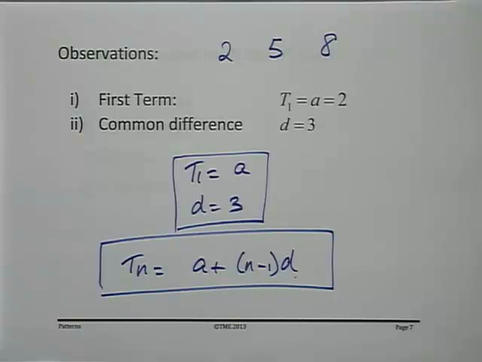So all we're saying is just plug in the numbers for A and for D there and get the equation.